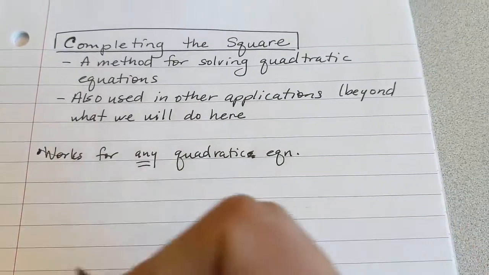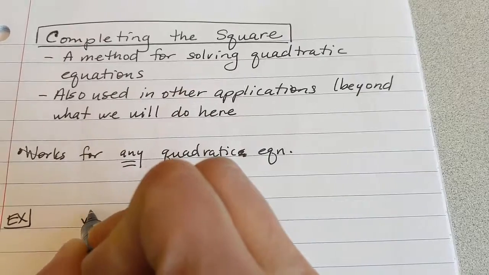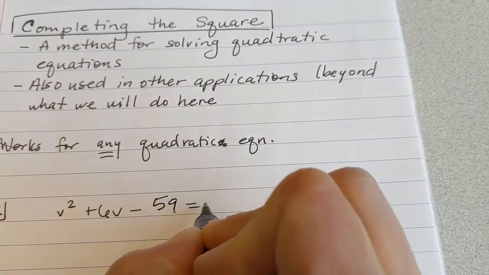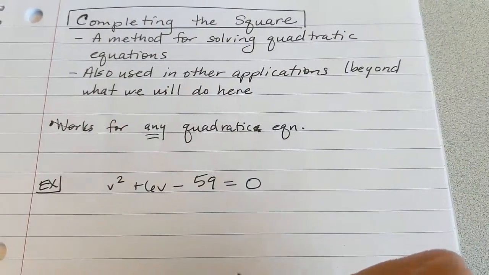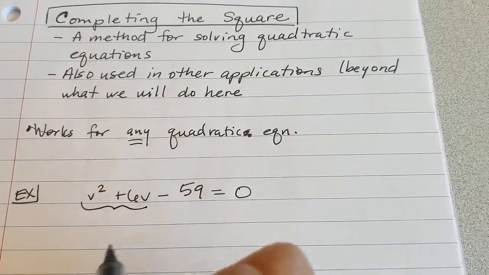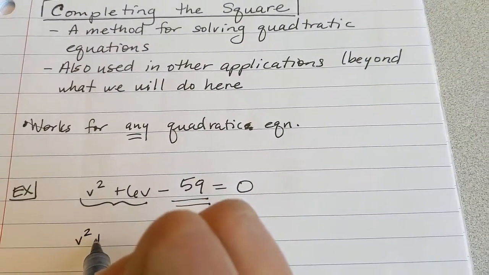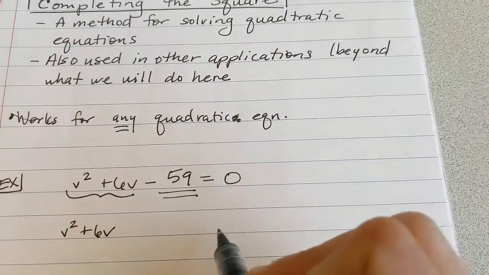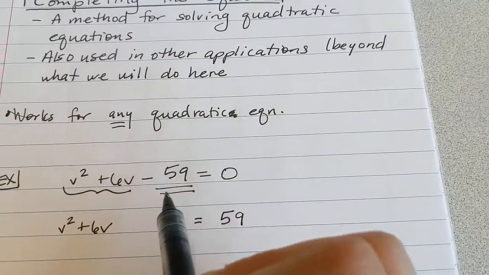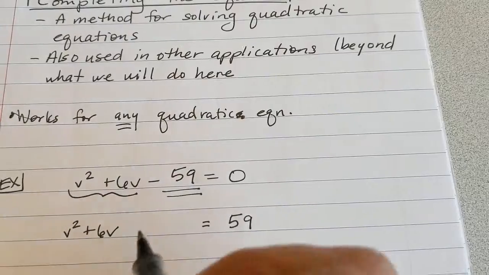Okay, so let's go ahead and start with an example. Suppose we've got v squared plus 6v minus 59 equals 0. The first thing we want to do is get just the v squared and the v term on one side and the constant term on the other side. So we're going to rewrite this as v squared plus 6v, leave a space, equals 59. Notice that what I really did was add 59 to both sides. I didn't necessarily write that down.